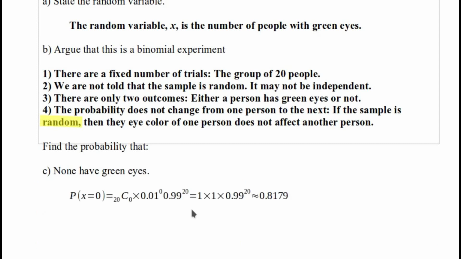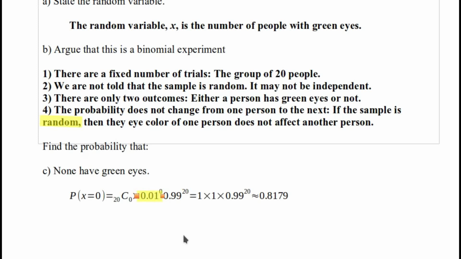Well, let's work through this. That is asking us to find the probability that the random variable, that is the number of people with green eyes, is 0. So that asks us to use the formula. First, the number of ways that that can happen. So that's arranging 0 things among 20. And of course, there's only one way that that can happen, and that is if all 20 people in the sample do not have green eyes. The next part asks us for the probability that no one in the sample has green eyes.